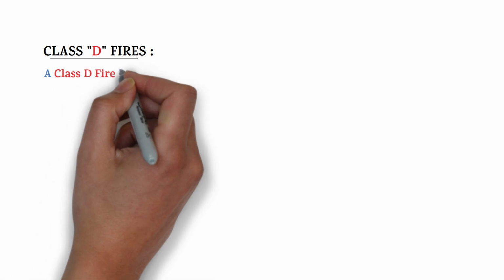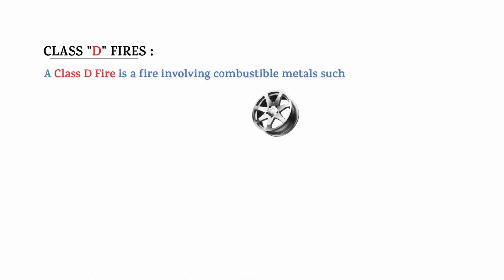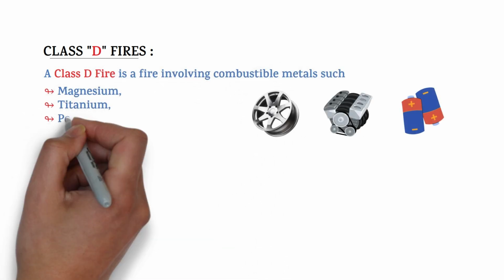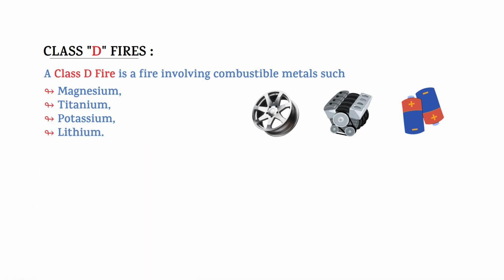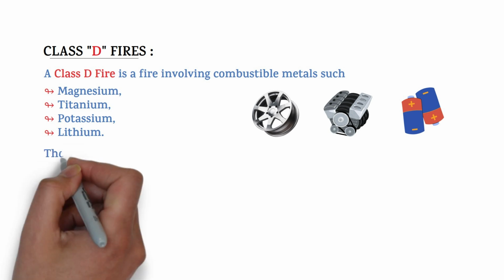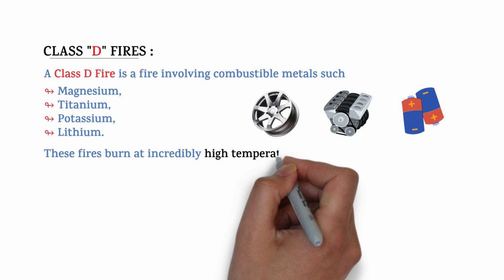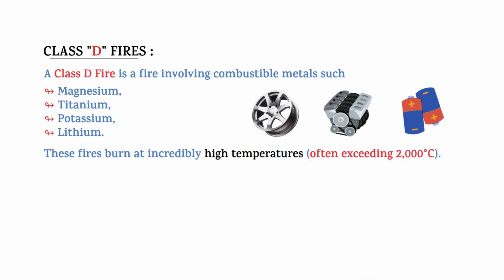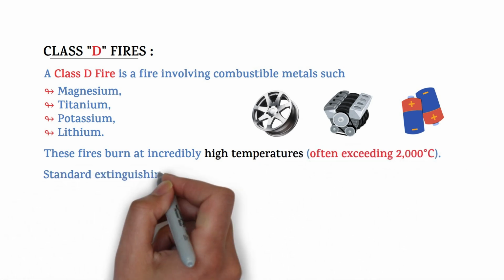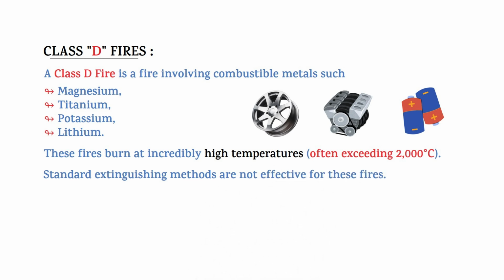Class D fires. A Class D fire involves combustible metals such as magnesium, titanium, potassium, or lithium, especially when they are in powder or finely divided form, making them highly reactive and difficult to extinguish. These fires burn at incredibly high temperatures, often exceeding 2,000 degrees Celsius. Standard extinguishing methods are not effective for these fires.